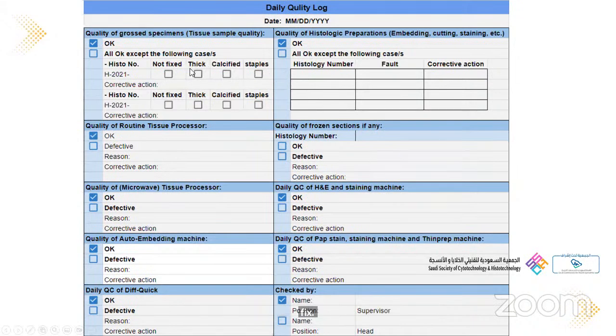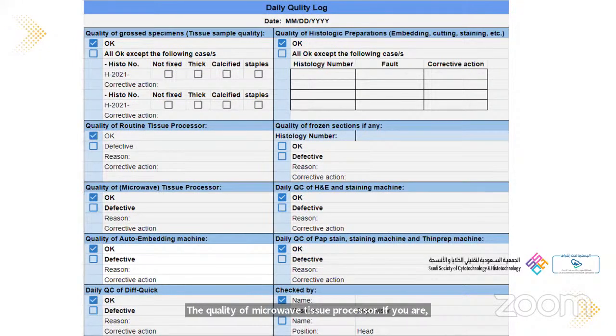You can put your own reasons in there and then what the corrective action taken was, and you can duplicate those 3 rows as much as you want. Second, it's going to be the quality of the routine tissue processor, if it is okay or it was defective, and what was the reason for the defect. Let's just say the machine stopped in the middle of a run on xylene or an alcohol, and what were the corrective actions taken.